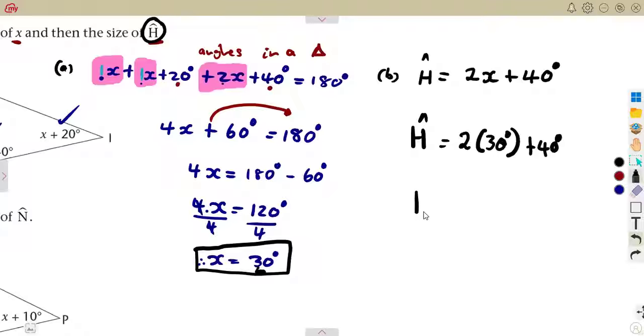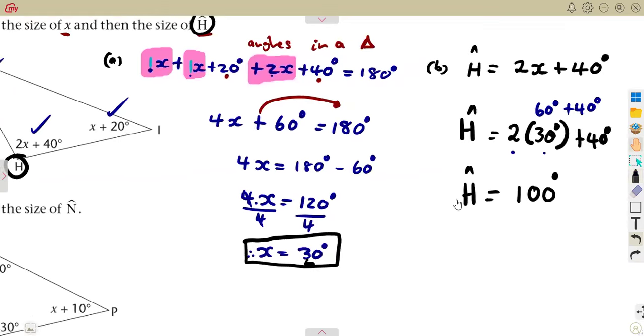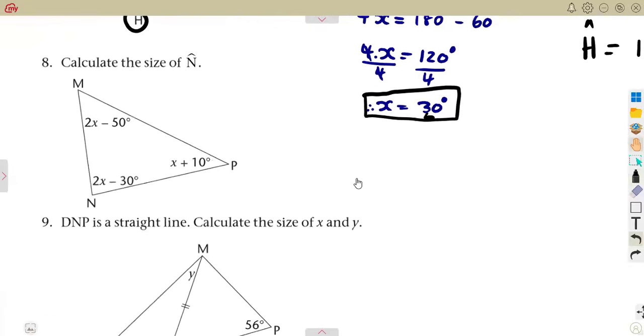So let us multiply and add this, or you can just use your calculator. 2 times 30 is going to be 60. Then we add the 40 degrees. So 60 plus 40, that was going to be 100 degrees. So our angle H at the end was going to be 100 degrees. Or you can just use your calculator. All right, so that was it.